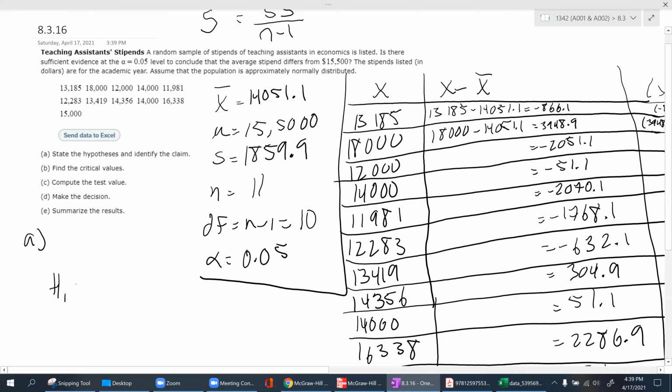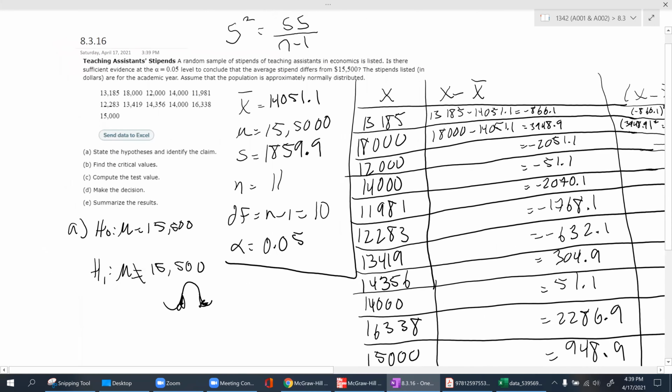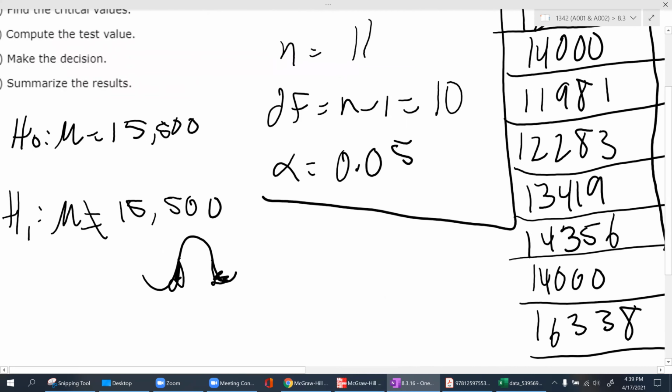The alternate hypothesis was different, right? The claim is to conclude that the average stipend differs from 15,000, so it does not include 15,500. Meaning my null hypothesis has to be 15,500. So this is going to be a two-tail test. All right, a two-tail test.